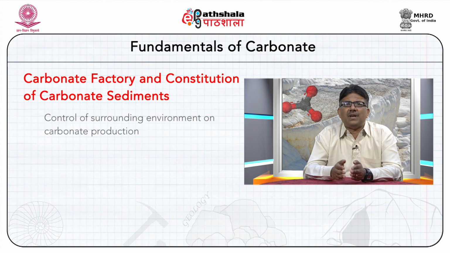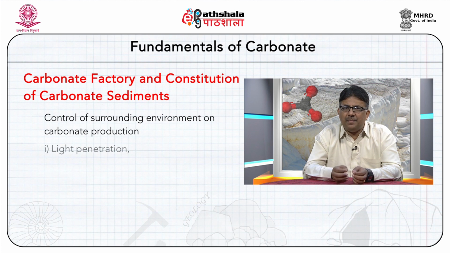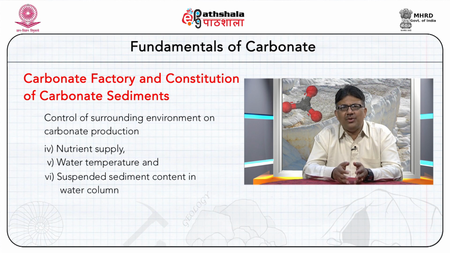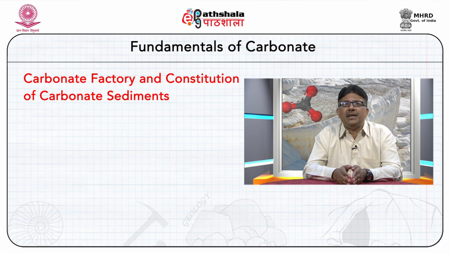Now, control of the surrounding environment on carbonate production. The major environmental controls on carbonate production include light penetration, salinity, dissolved oxygen in the ocean column, nutrient supply, water temperature and suspended sediment content in the water column. Besides these autogenic controls, allogenic controls such as celestial mechanics and plate tectonics also play a role on carbonate production in the carbonate factory. The most significant among the autogenic controls is light penetration.